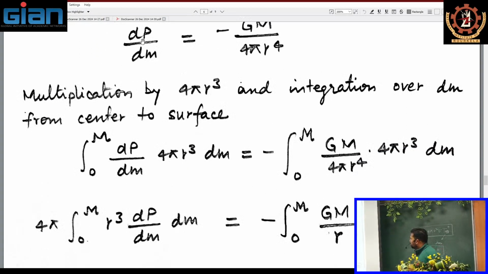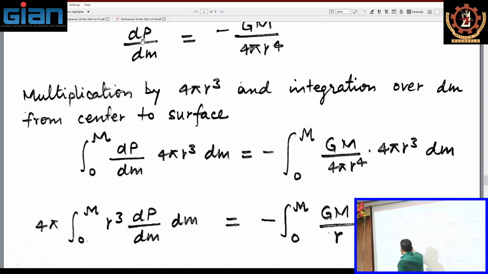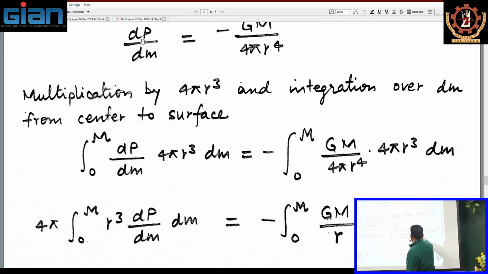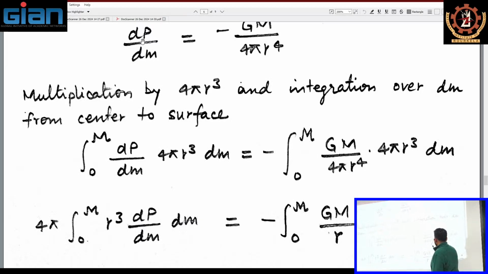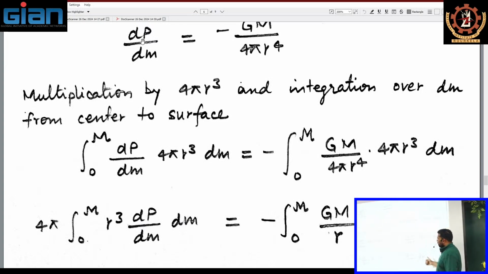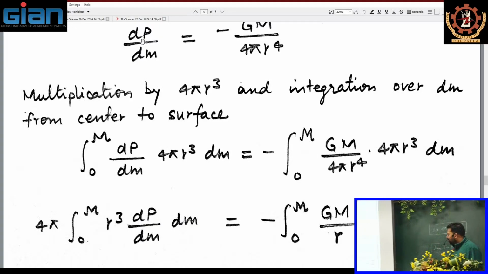Now if you simplify, look at the left hand side: you take out the constants. We have 4 pi, which you take outside, and then you write r cube in front of dp by dm. So what you will have is 4 pi times the integral from 0 to capital M of r cube dp by dm dm. This will be equal to, you see what is going to happen, the 4 pi cancel each other, and of r cube over r to the power 4 we are only left with 1 over r. Let's park this equation here and give it a name, star equation. We will use it later on.